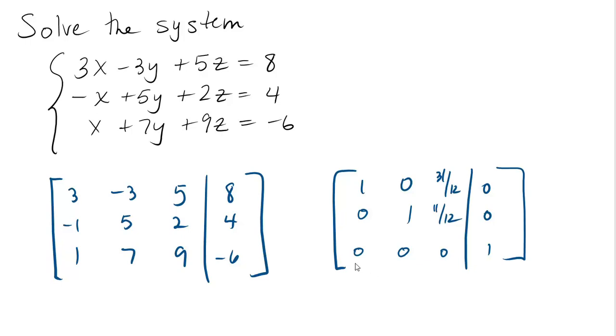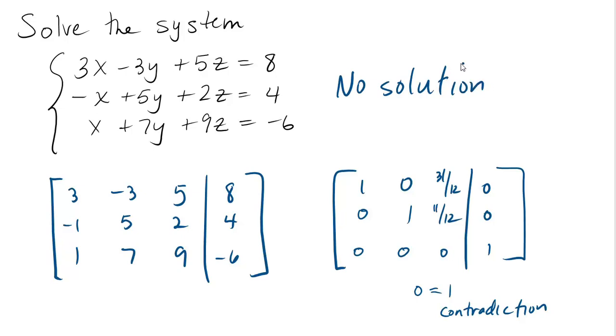When a system has no solutions, you'll notice that in the last row, the left side of the matrix will be all zeros, and on the right side you'll have a 1. That very last row says 0 equals 1, which is a contradiction, and therefore this system has no solution.